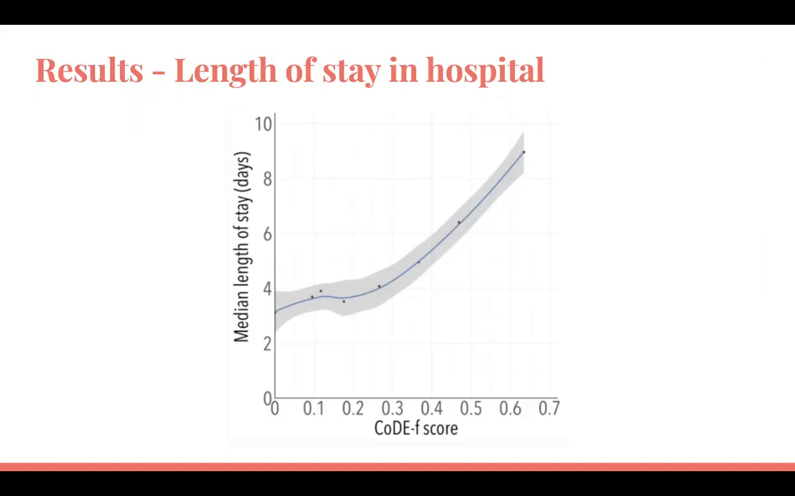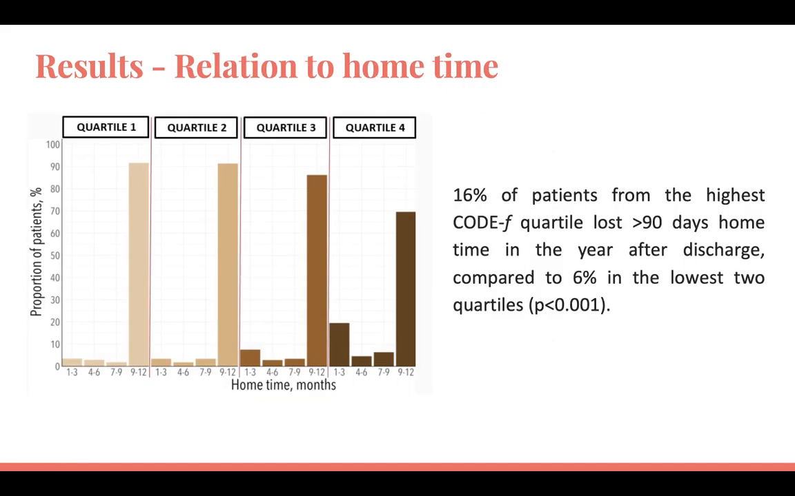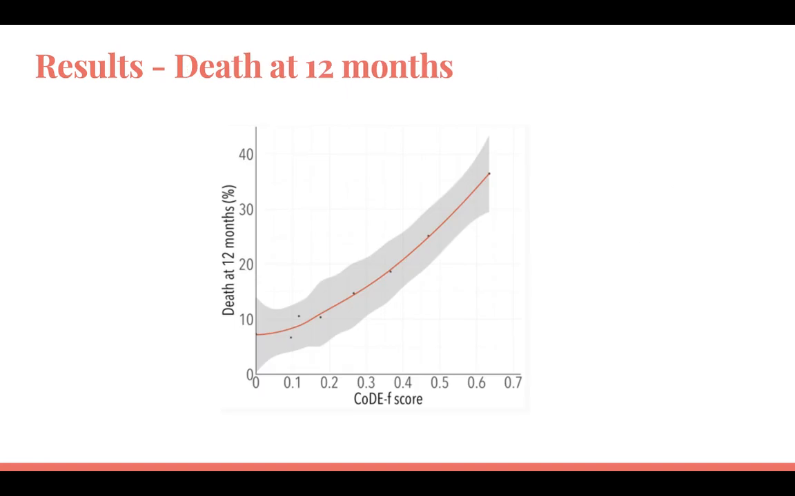This graph shows that increasing CODAF score is directly associated with increasing length of stay of patients in the hospital. The bar chart shows that 16% of patients from the highest CODAF quartile lost more than 90 days home time in the year after their discharge, compared to only 6% of them from the lowest 2 quartiles. This line graph shows that increasing CODAF score is associated with increasing risk of death at 12 months.